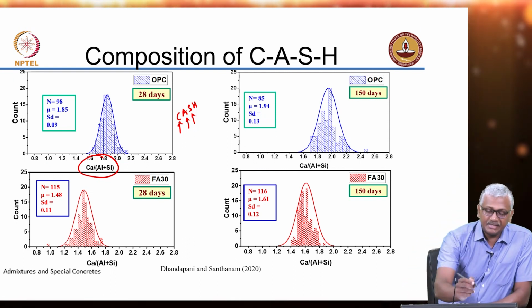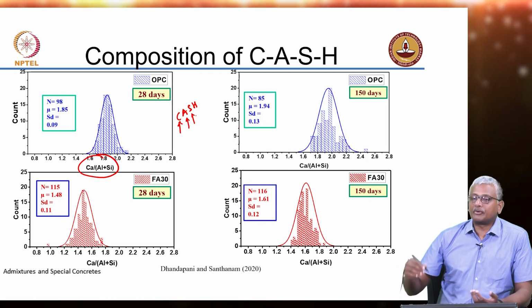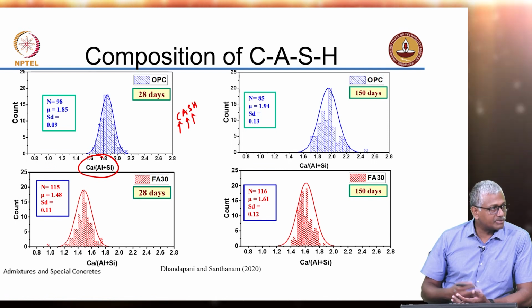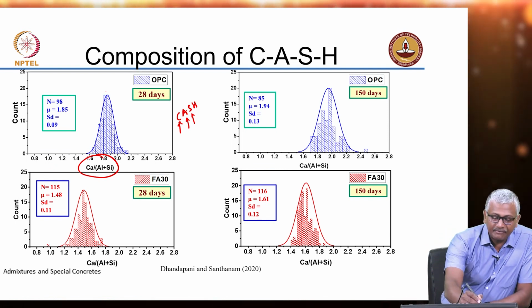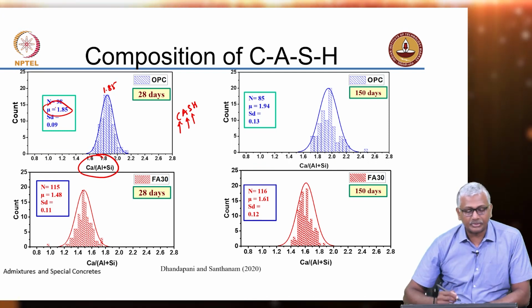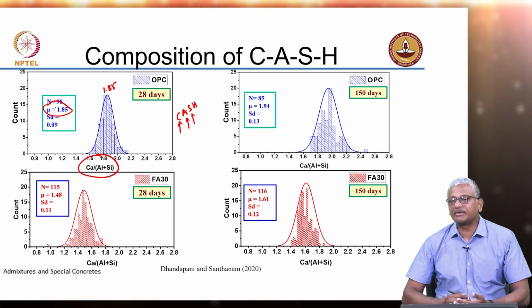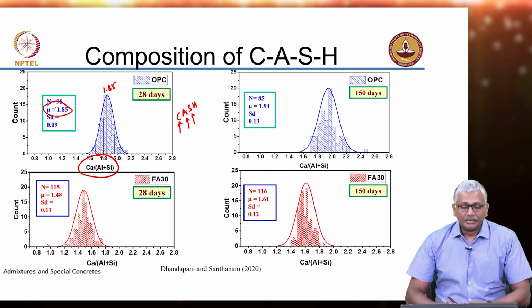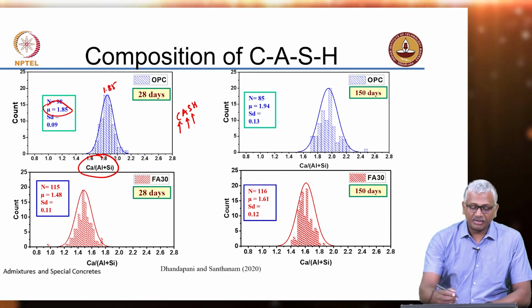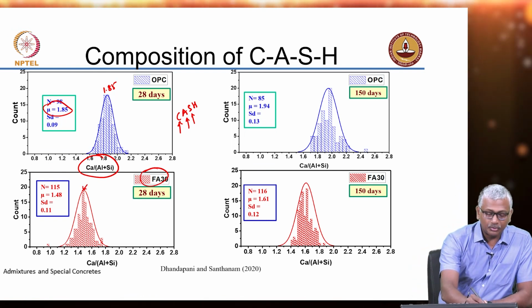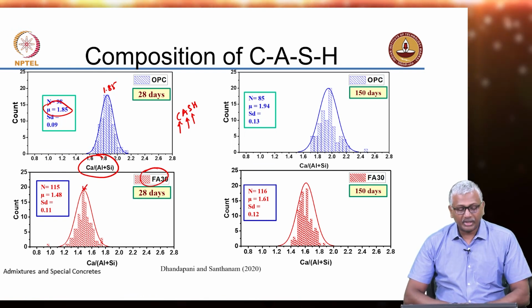For OPC, if you do a histogram on the several points that you collect, from the data that you get, you will see that the average is around 1.85. I mean, in this study, of course, it is not always 1.85, it generally varies between 1.8 and 2 in that region, okay. But when you are substituting fly ash at 30%, this is coming down to about 1.48.